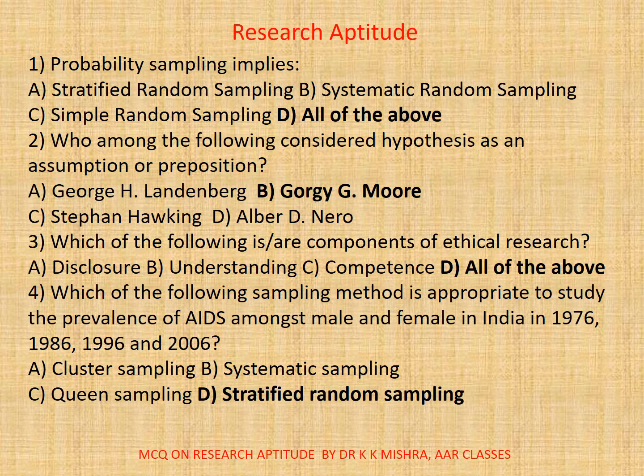Now come to the questions. 1. Probability sampling implies A. Stratified random sampling, B. Systematic random sampling, C. Simple random sampling, D. All. Correct option is D. All.